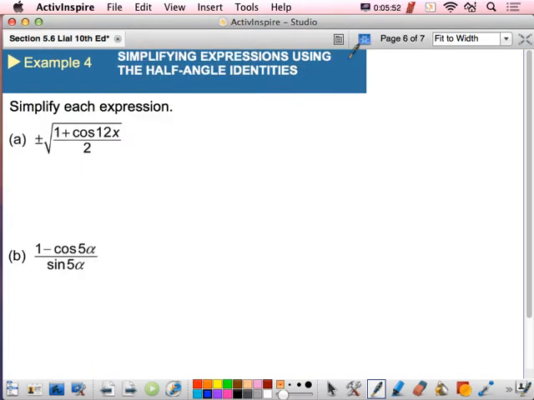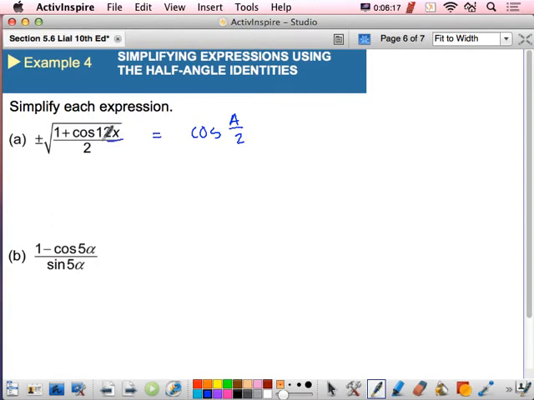So for example 4, if you notice a little bit different instructions, it says simplify each expression. We're not actually looking for a value, so they're not going to have number answers. Basically what we're doing here is pattern recognition. You should notice that part A, plus or minus the square root of 1 plus cosine of 12x over 2, looks a lot like the cosine of half an angle, right? The cosine of A over 2.